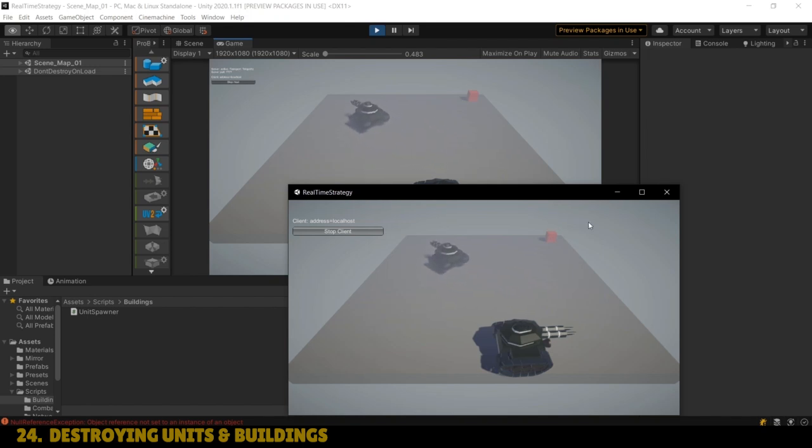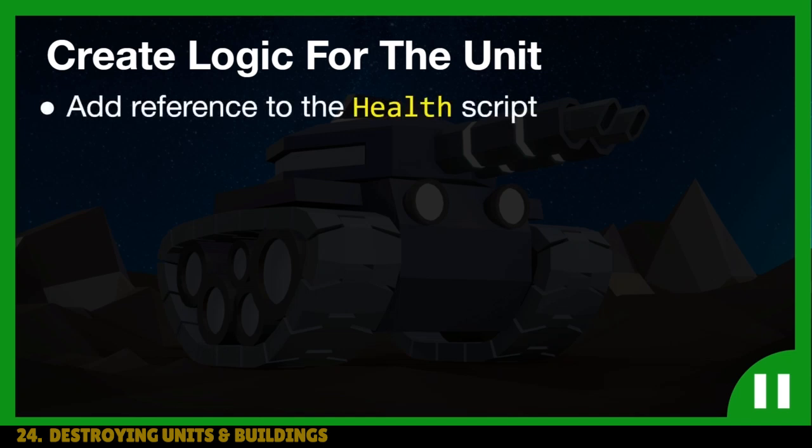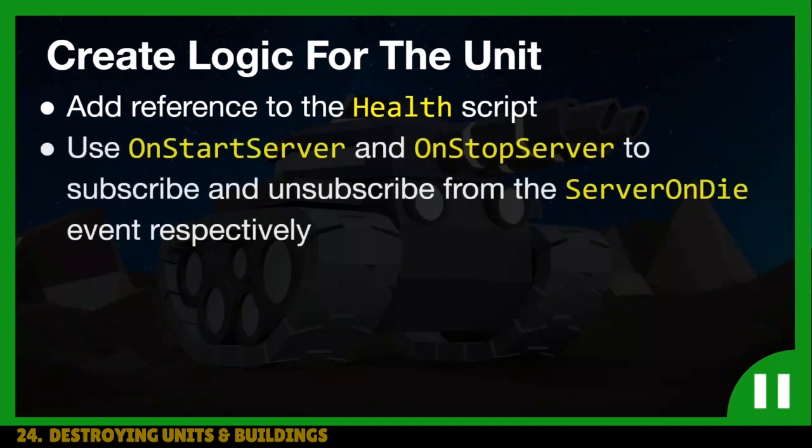And that's why it's now time for your challenge: to create the logic for the unit. It's going to be the exact same thing we just did, but for the unit. I think you have the knowledge you need now to do that. So go into the unit script, and you'll need to add a reference to the health script, just like we did. Use the onStart and onStop server to subscribe and unsubscribe from the server onDie event, respectively.